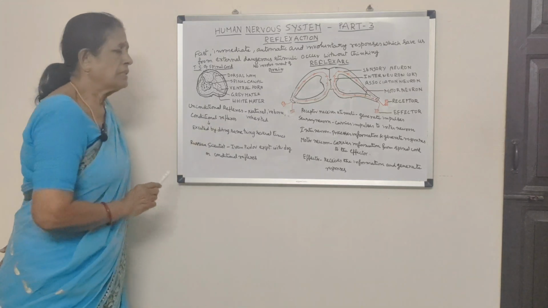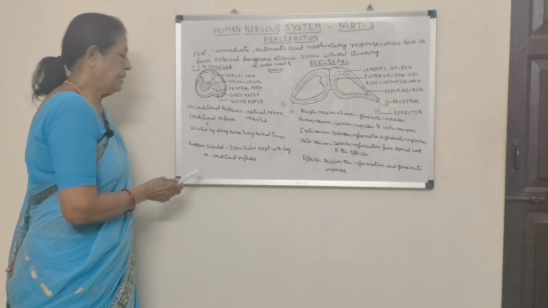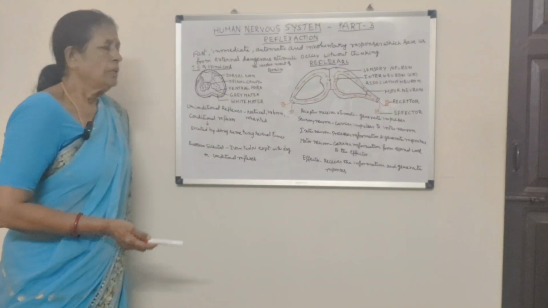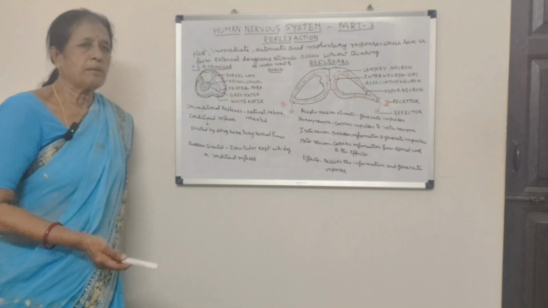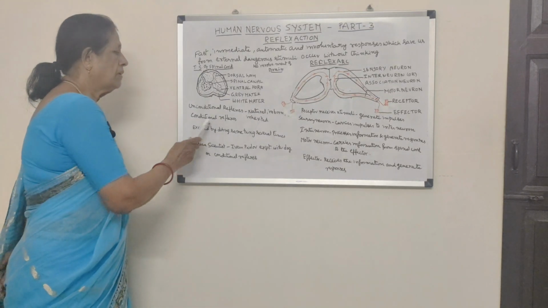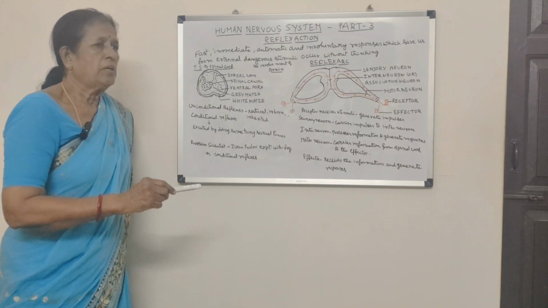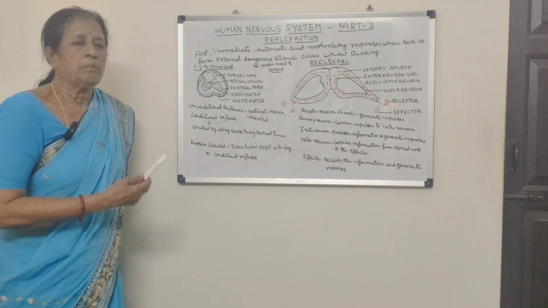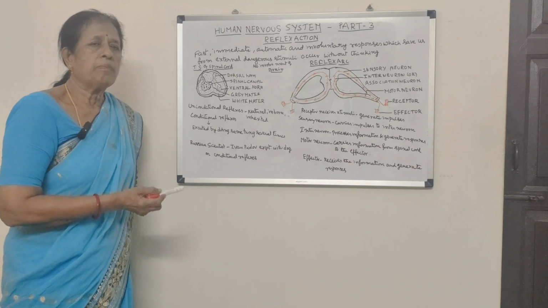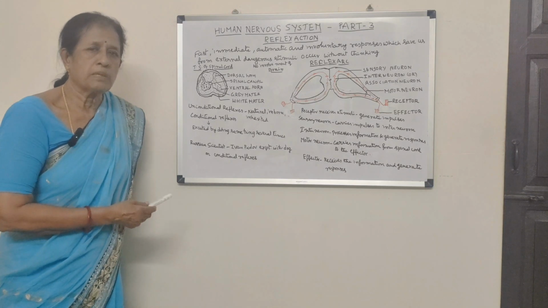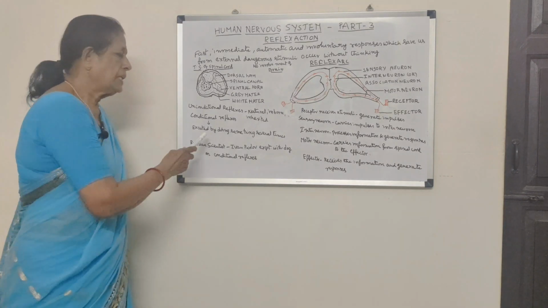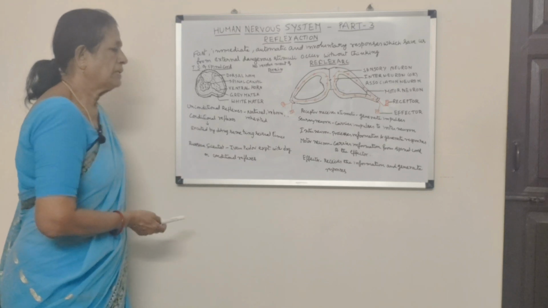And conditional reflex actions are those that are not inherited; they are acquired by doing the same thing several times. Such actions are called conditional reflex actions. So reading, walking, all these are conditional. That means by doing the same thing several times, the person performs the action without thinking. Such actions are called conditional reflex actions.